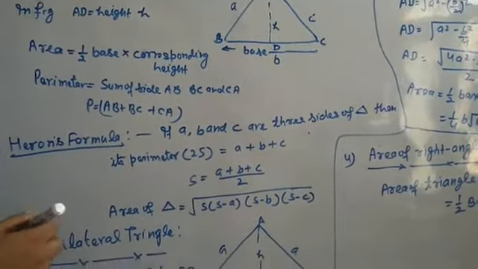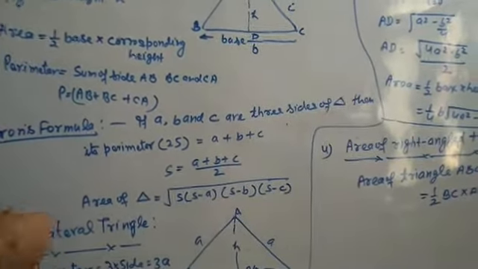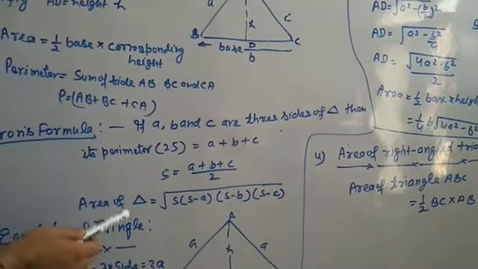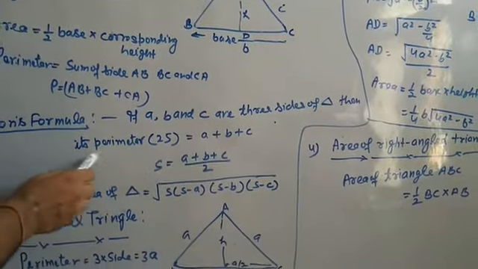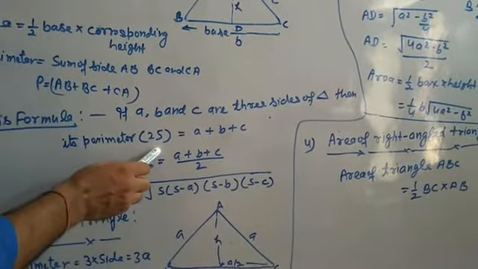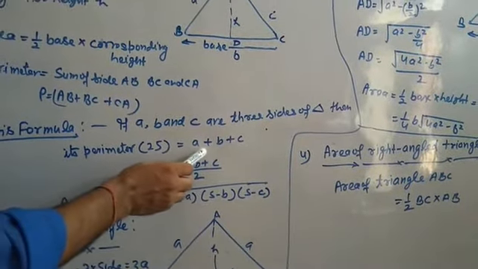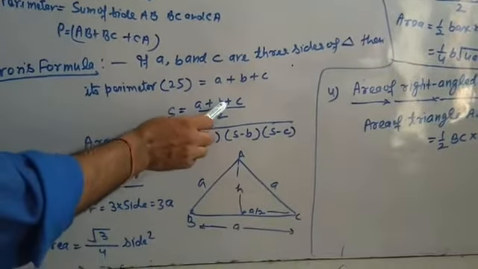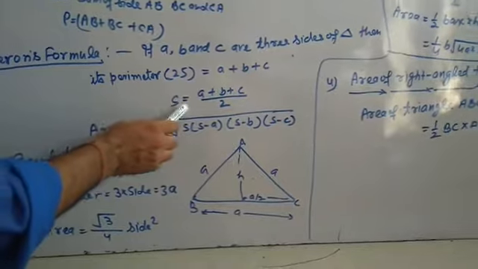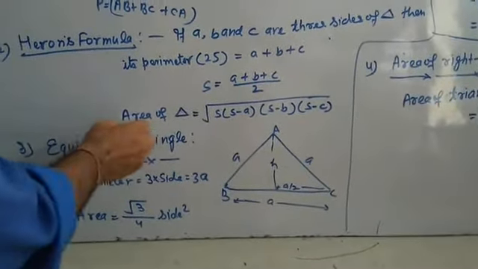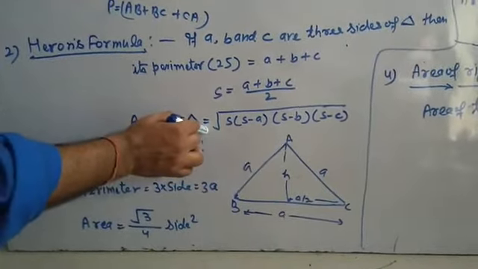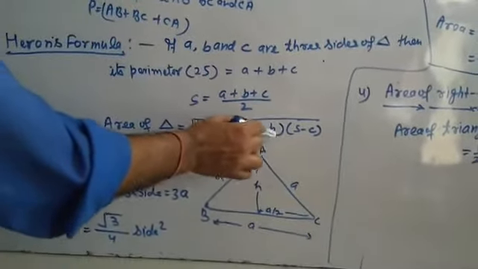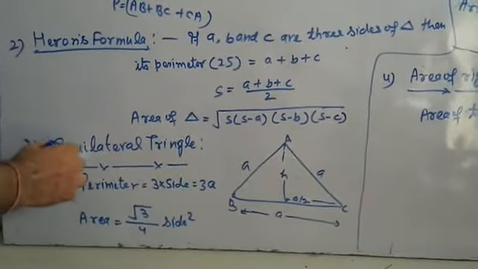Heron's formula: if A, B, C are three sides of a triangle, its perimeter may be written 2S equal to A plus B plus C, or S equal to A plus B plus C by 2. This S means half of the perimeter. Then area of the triangle ABC is root S into S minus A into S minus B into S minus C.